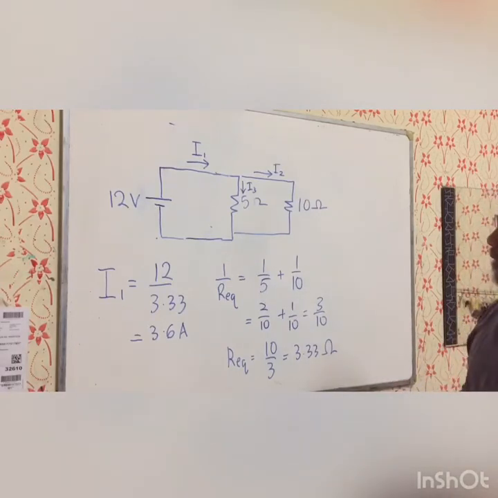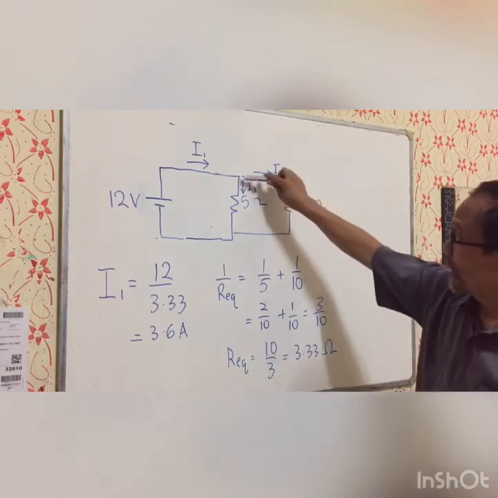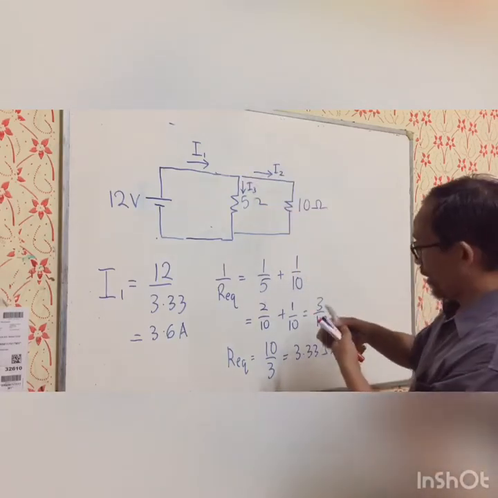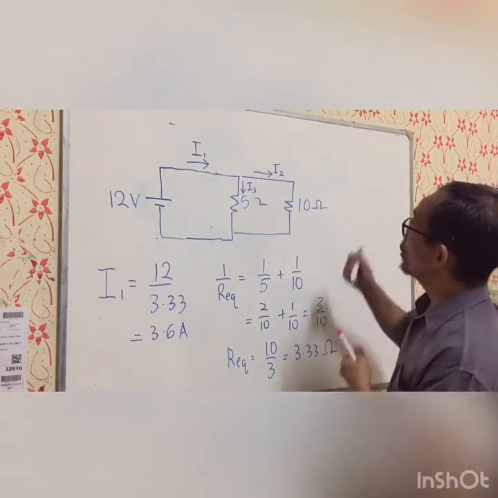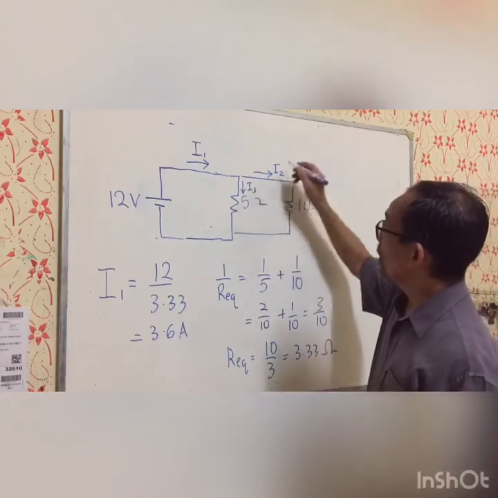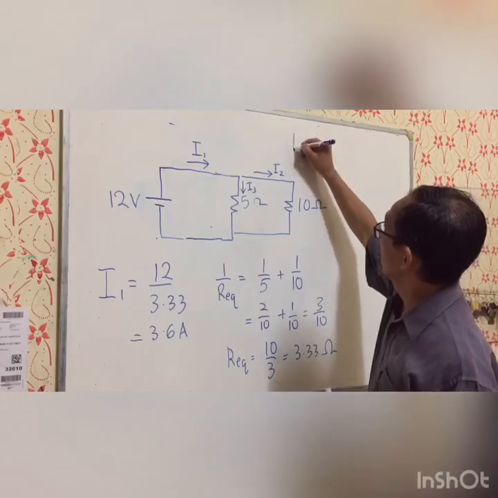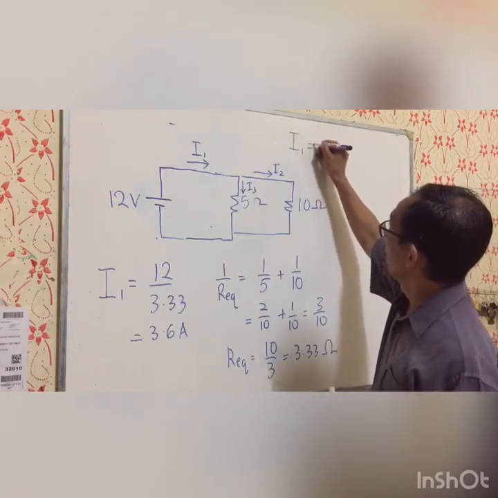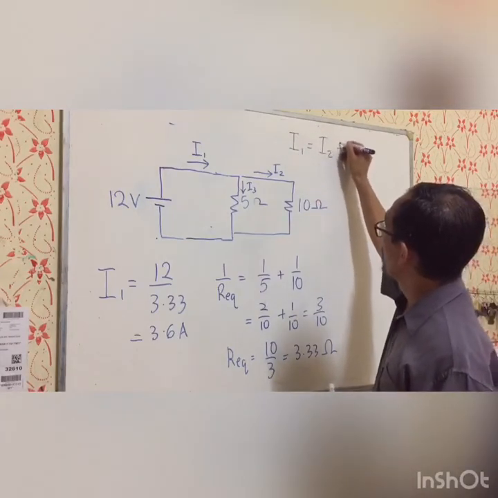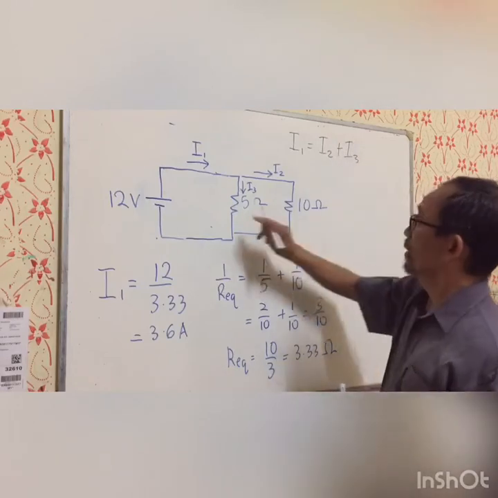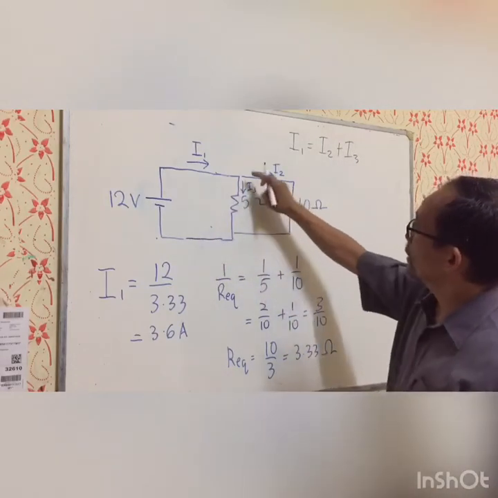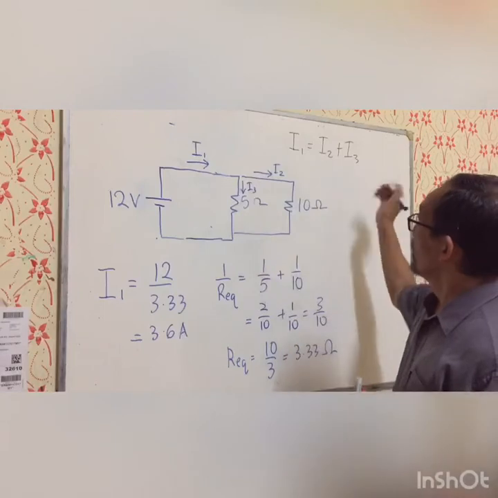Now, we got to apply Kirchhoff's law. For junction rule, we can apply that here. So we can have an equation to describe that all currents coming in will come out. So I1 will be equal to I2 plus I3. I1 coming in, I2 and I3 coming out of that junction.